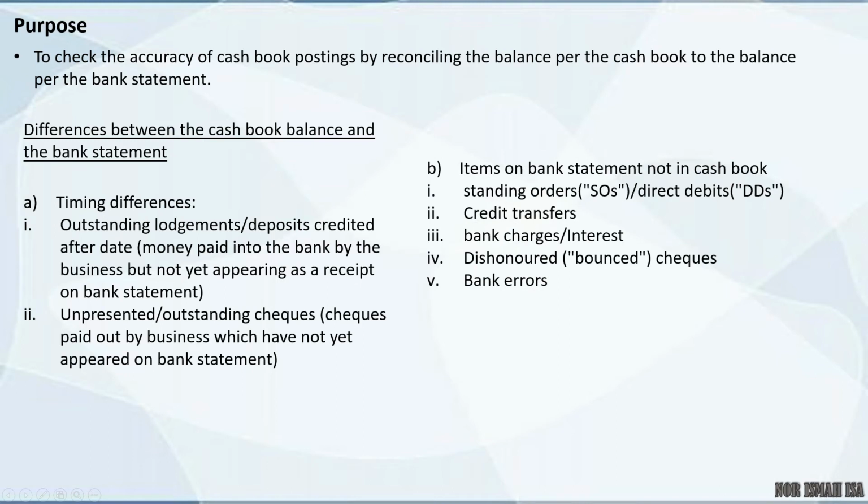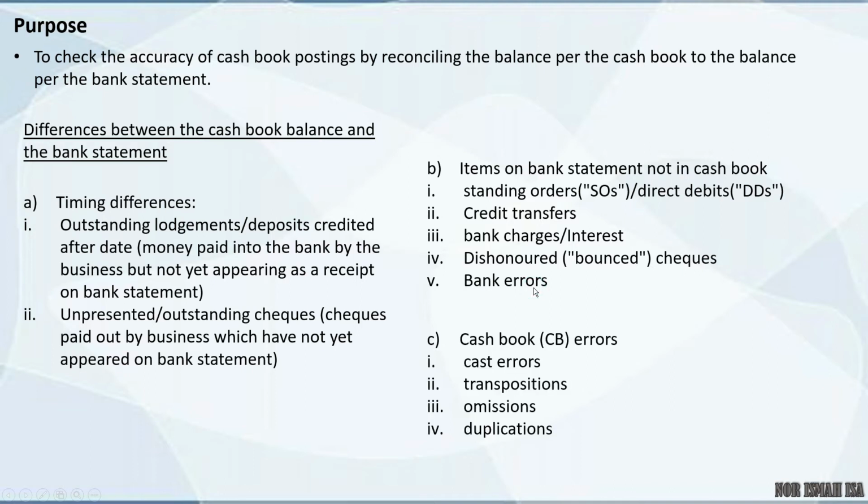The next is items on the bank statement not in the cash book. These are items that you will find in the bank statement, but in the cash book there is no entry for them. The first one is standing orders, or you can write SOs, direct debits, DDs, credit transfers, bank charges or interest, dishonoured or bounced checks with the check written back, and bank errors, which are errors made by the bank.